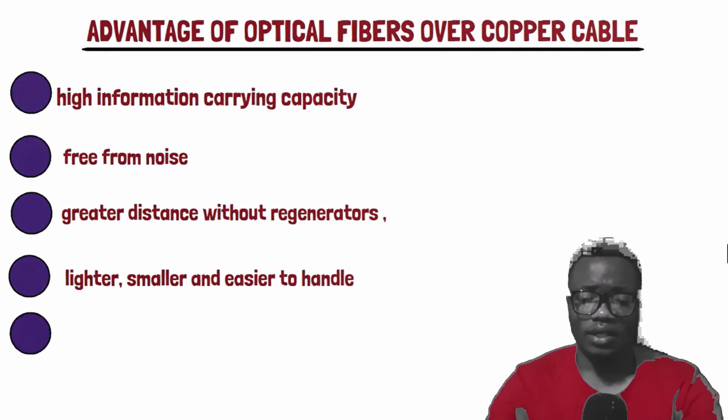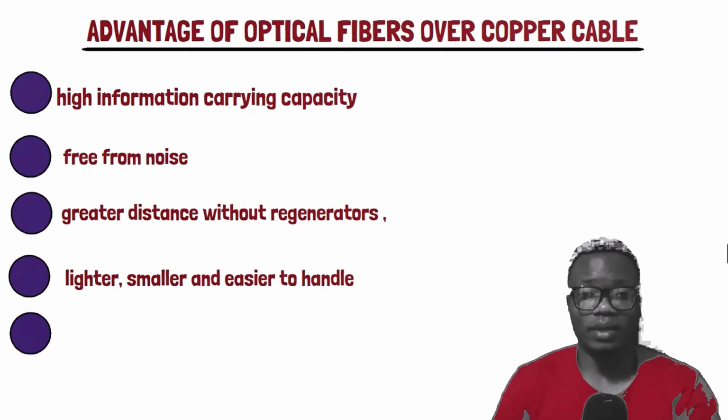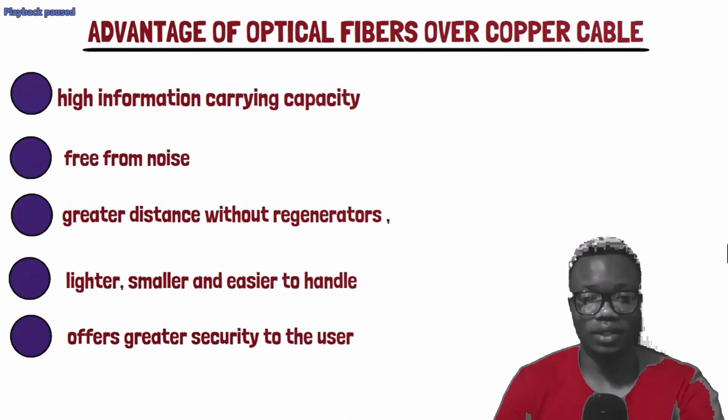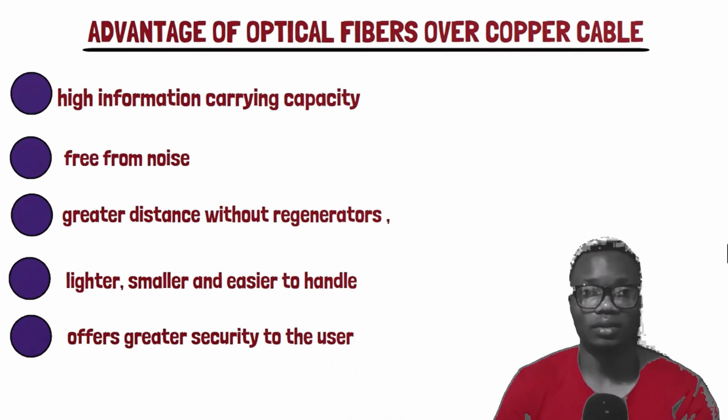Another advantage of using optical fibers over copper cables is that it offers greater security and privacy to the user. There is greater security in using optical fibers compared to copper cables. Information or signals passing through a copper cable can be easily stolen, but there is greater security and assurance of privacy when you're using an optical fiber.